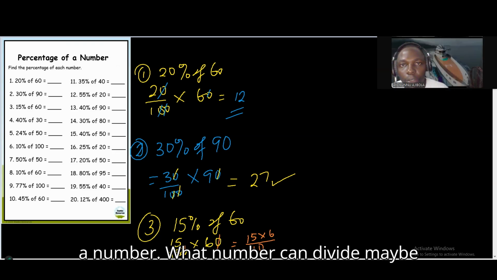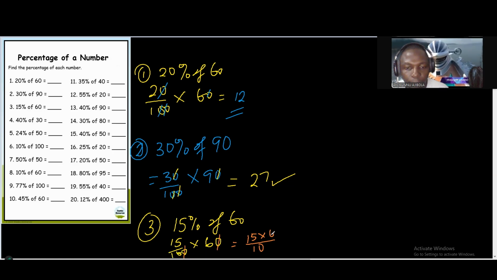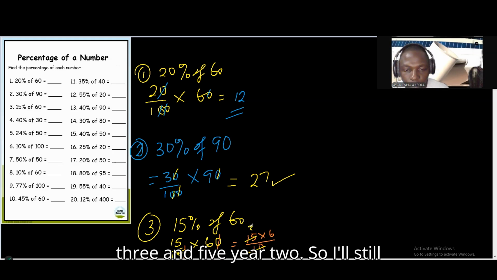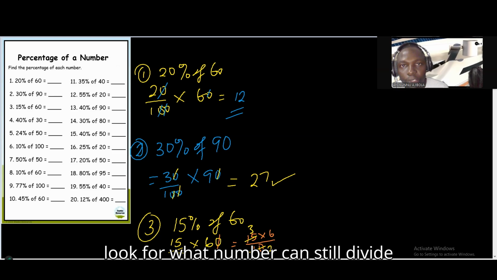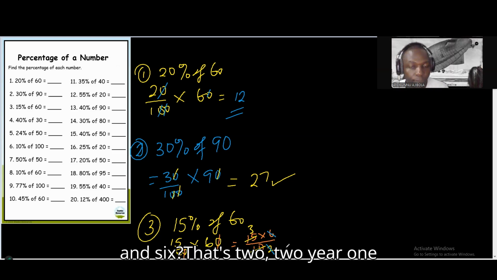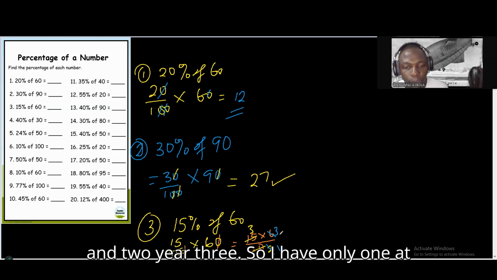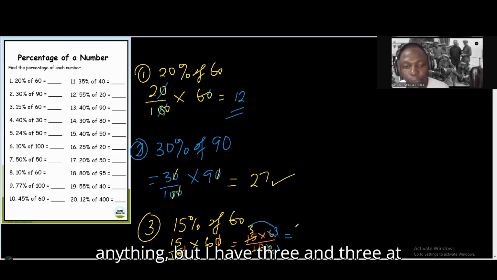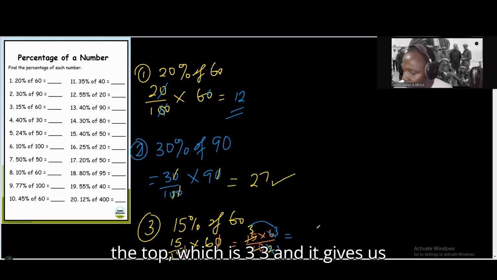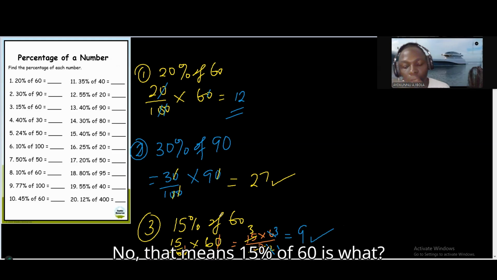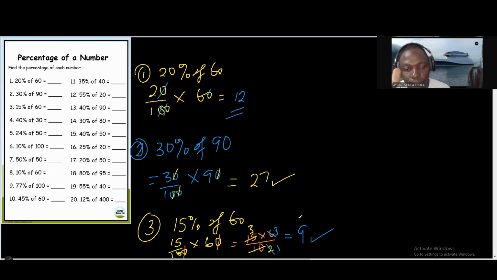So I will look for a number. What number can divide 15 and 10? That's 5, right? So 5 here, 3, and 5 here, 2. Then I'll still look for what number can divide themselves. What number can divide 2 and 6? That's 2. 2 into 2 is 1, and 2 into 6 is 3. So I have only 1 at the bottom, which doesn't change anything. But I have 3 and 3 at the top, which is 3 times 3, and it gives us what? 9. That means 15% of 60 is what?